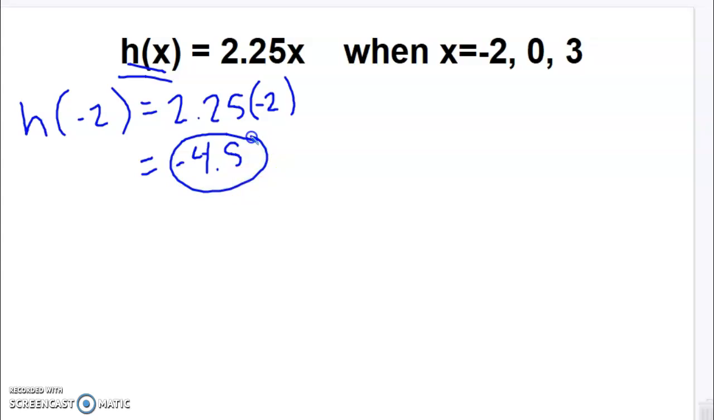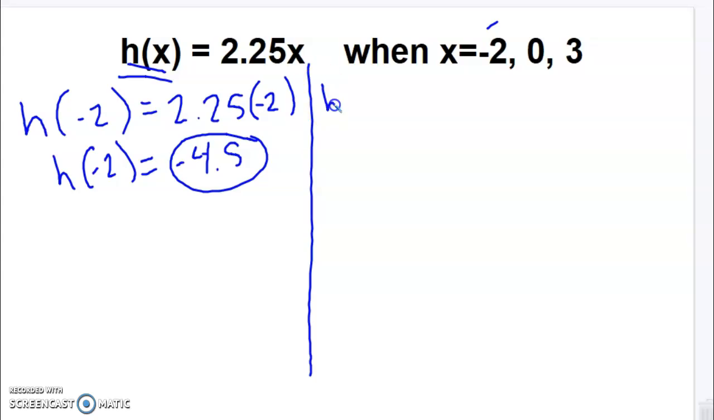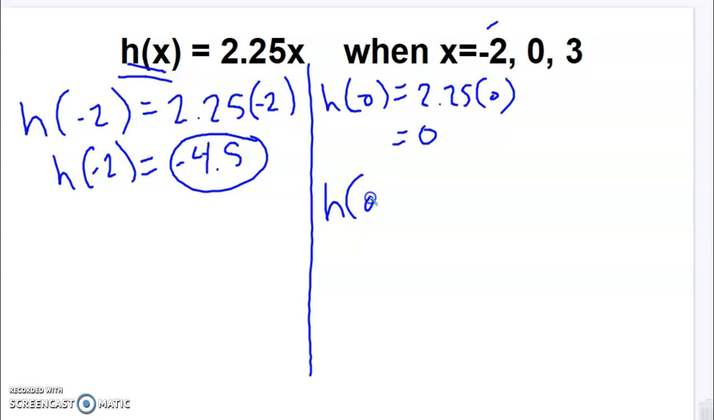So that's one of our answers. When x is negative 2, h of negative 2 is equal to negative 4.5. So we've done this one. Now we need to do when x is 0. So h of 0 is equal to 2.25 times 0. Well, we know that 2.25 times 0 is 0. So when we substitute 0 in for x, we get an answer of 0. So that's our second answer.